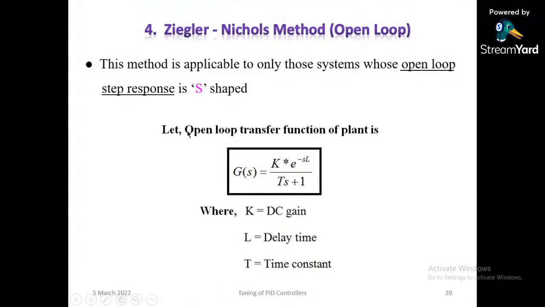Now let the open loop transfer function be K into e raised to minus sL divided by Ts plus 1, where K is the DC gain. You can see that it is multiplied by an exponentially negative term. L is called the delay time, T is the time constant. Okay, हे खासियत आहे याच्यामध्ये. Exponential term आले, then you can use the Ziegler-Nichols open loop method.